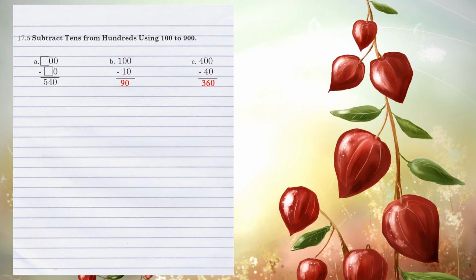Unit 17.5. Subtracting tens from hundreds using 100 to 900. Let's look at example A. We have 2 missing numbers that we want to try and fill in. So let's see, in column 1 or the ones column, we're good there. 0 minus 0 is 0. In column 2, 0 minus some number is 4. Well, we know that's not possible, so at some point we've had to borrow and make that a 10. So 10 minus what number equals 4?